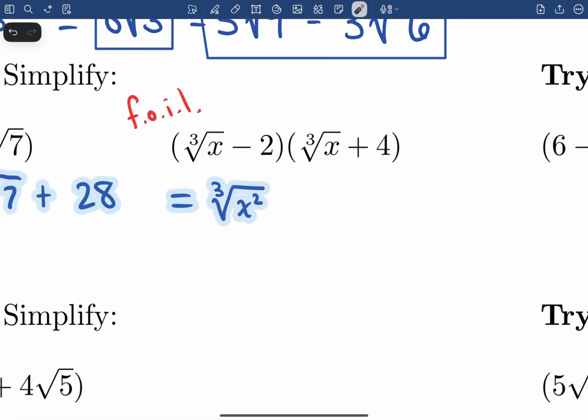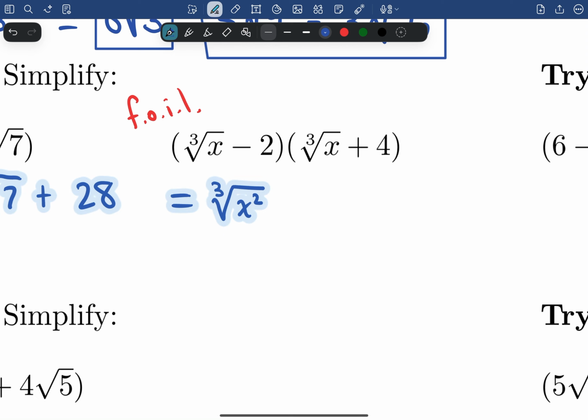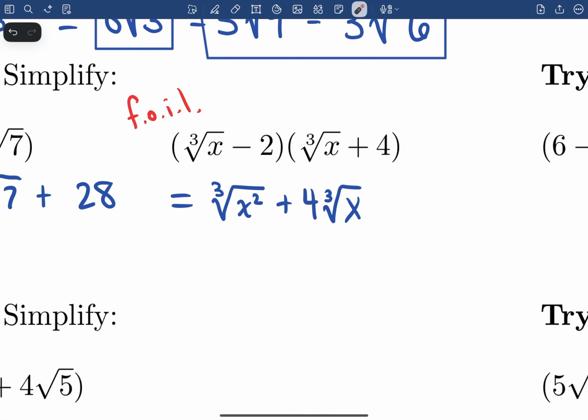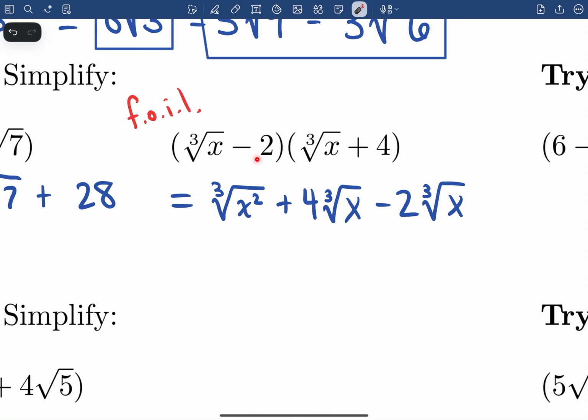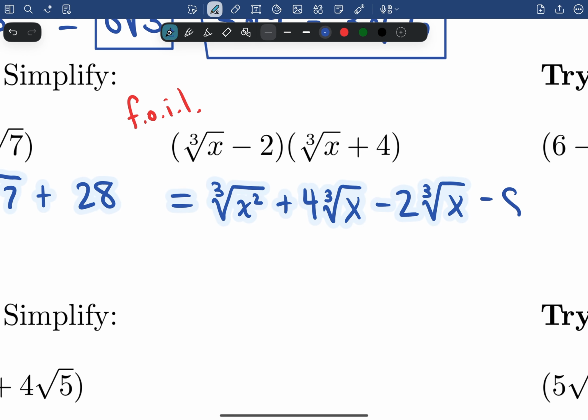4 times the cube root of x. Okay, so I'll put a plus 4 times the cube root of x. Now I'll multiply the inner terms together. Negative 2 times the cube root of x. And then lastly, I have negative 2 times positive 4. The last terms multiplied together gives me negative 8.